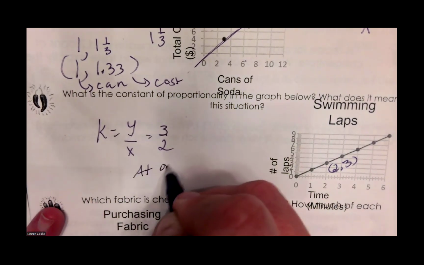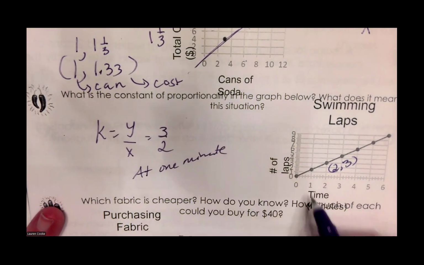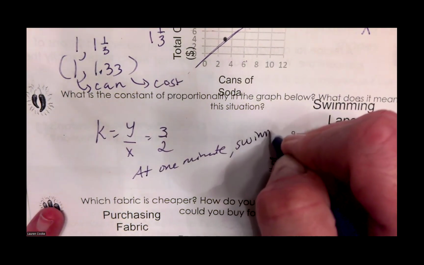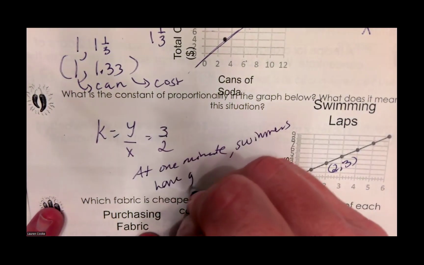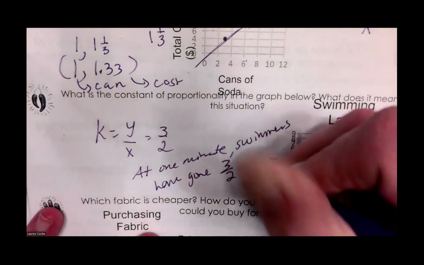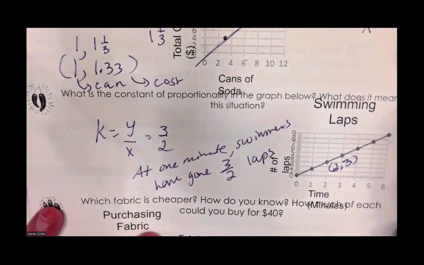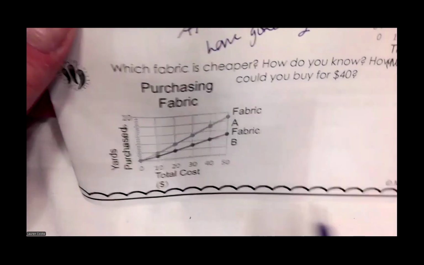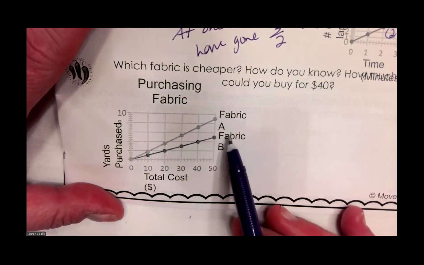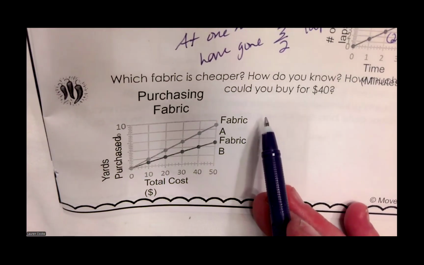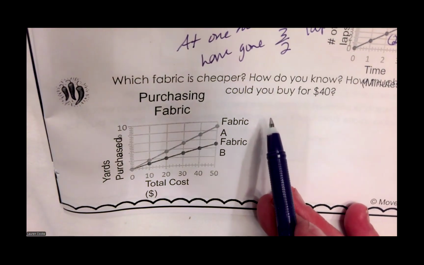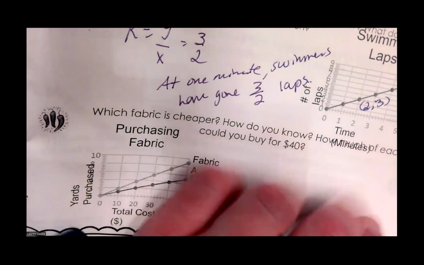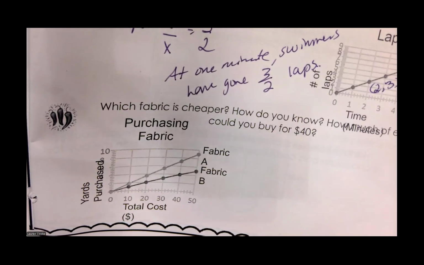What's the constant of proportionality? It means that at 1 minute, because that's our x value, swimmers have gone 3/2 laps, which is 1.5 laps. Alrighty. All right. And then just the next one. Be aware that 2 sets of information can be on the same graph and can be on the same table. So that works too.